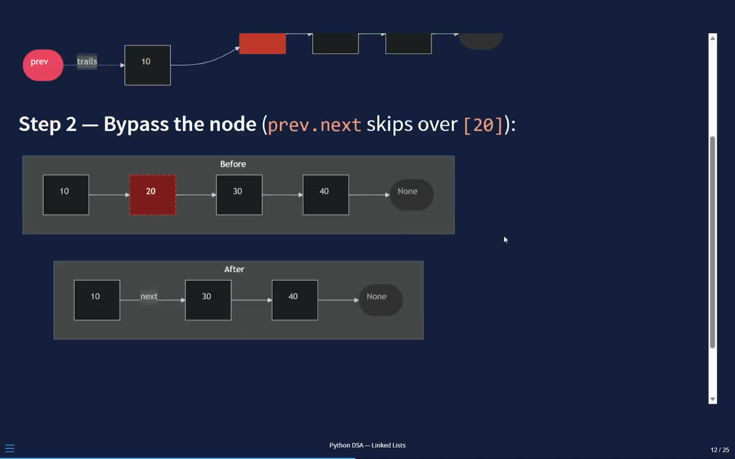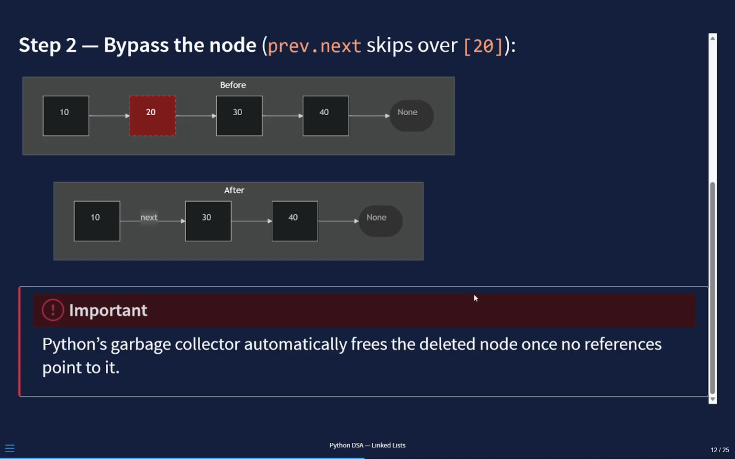Node 20 still exists in memory for a brief moment, but because nothing in the program holds a reference to it, Python's garbage collector will reclaim that memory automatically. You don't have to manually free anything. That's one of the great benefits of a managed language like Python. That's the power of pointer manipulation. One line of code, previous.next = current.next, and an element physically disappears from the data structure.